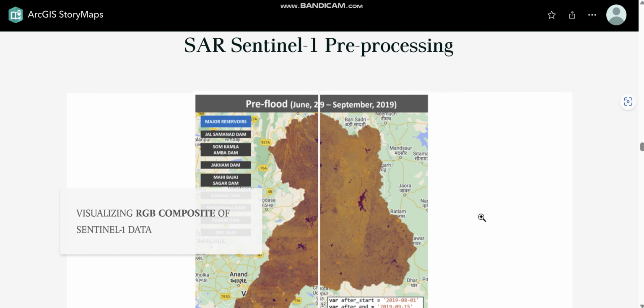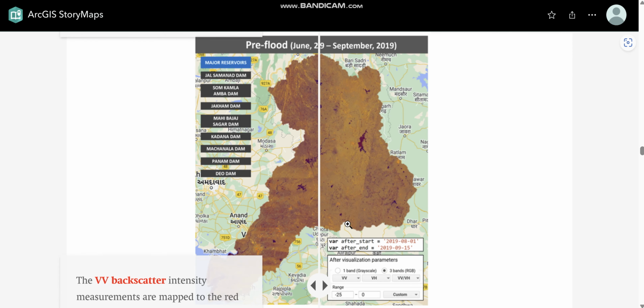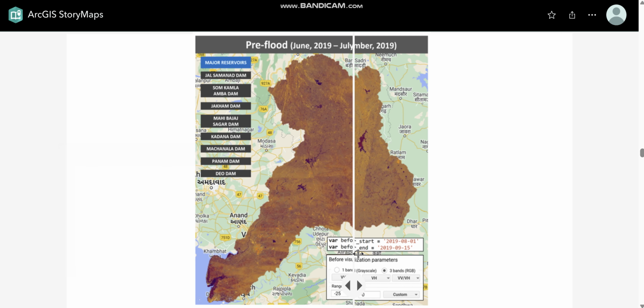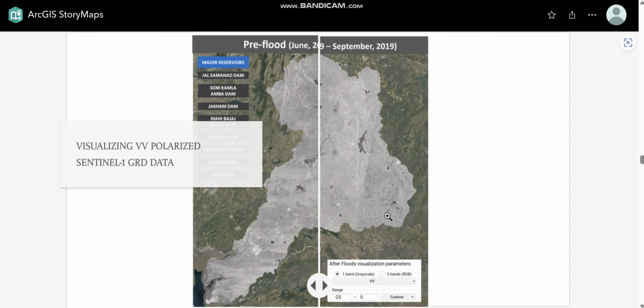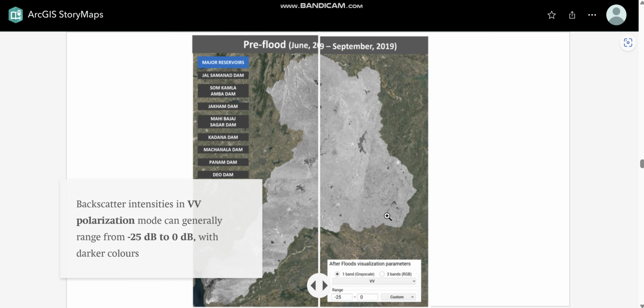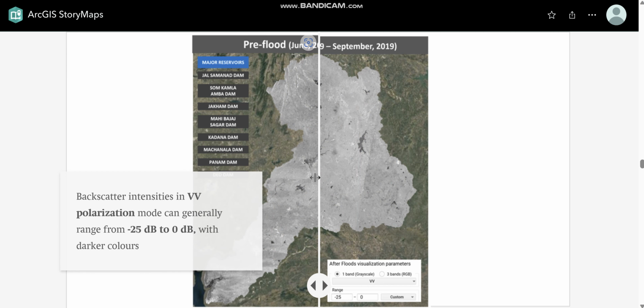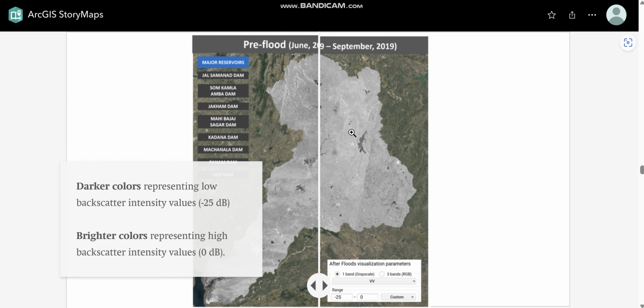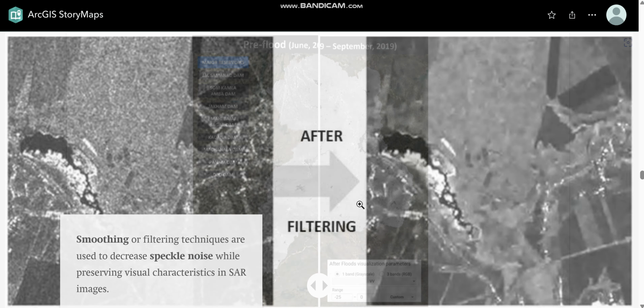Then Sentinel-1 SAR preprocessing has been done. This map shows the RGB composite of the Sentinel-1 data, in which the VV backscatter, VH backscatter and VV by VH ratio can be seen. For the pre-flood and post-flood scenarios, the VV polarized layer has been taken, and it ranges from -25 dB to 0 dB. The darker areas show water, which is a smooth surface with low backscatter of around -25 dB, and the lighter shades are urban areas or rough surfaces.